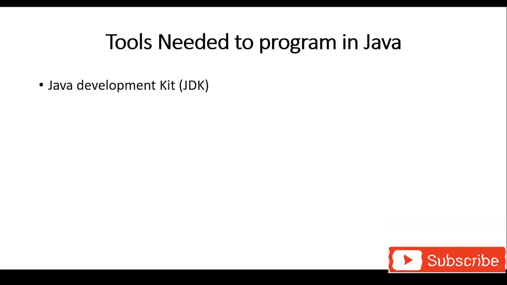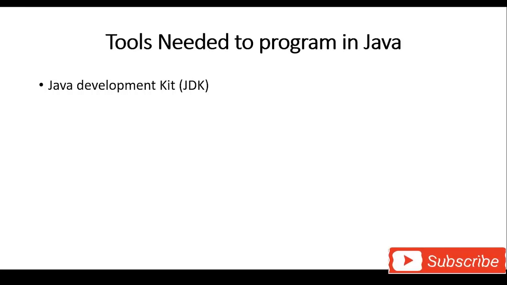The first one is known as the Java Development Kit, and this one contains the necessary tools that you need to code in Java. It is this one that contains the type system, which defines the syntax of Java, so that once you miss the syntax, it will be able to give you the syntax error and so on.